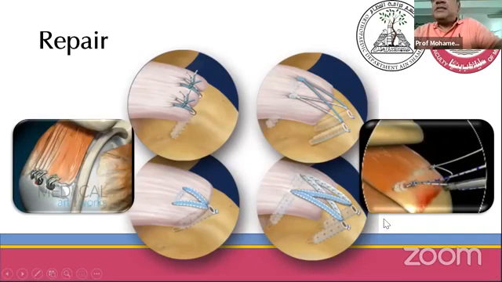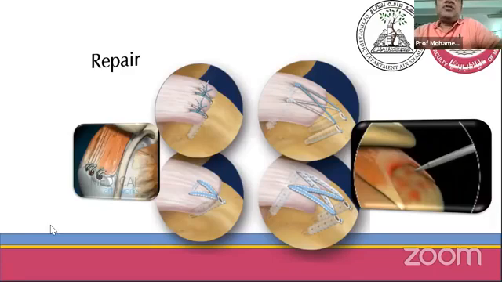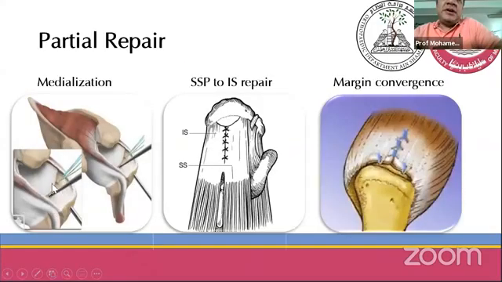The repair, if the massive tear is repairable. The partial repairs with the solution of the medialization beyond the greater tuberosity 1 centimeter or 8 millimeters, taking down the edge of the head articular cartilage for a few millimeters, even up to 8 millimeters, to medialize and release the tension on the repaired tendon. Also, the margin convergence with the repair to decrease the size of the U-shaped and V-shaped tears. Also, the partial repair with the repair of the infraspinatus to subscapularis.